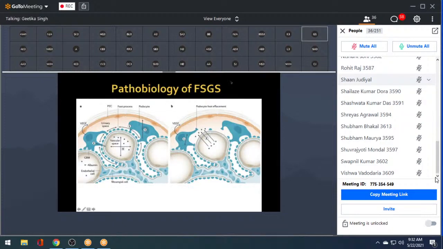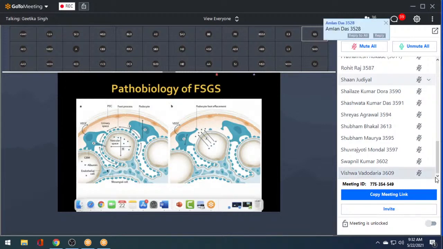Okay, so we're going to move on and now try to really understand what happens in that FSGS with this pictorial. So let me show you what's happening here. This is on the left side is what is relatively normal, right? So you've got your podocytes, you've got your upright foot processes, and you've got intact slit pores. What happens when there is some form of podocyte injury?